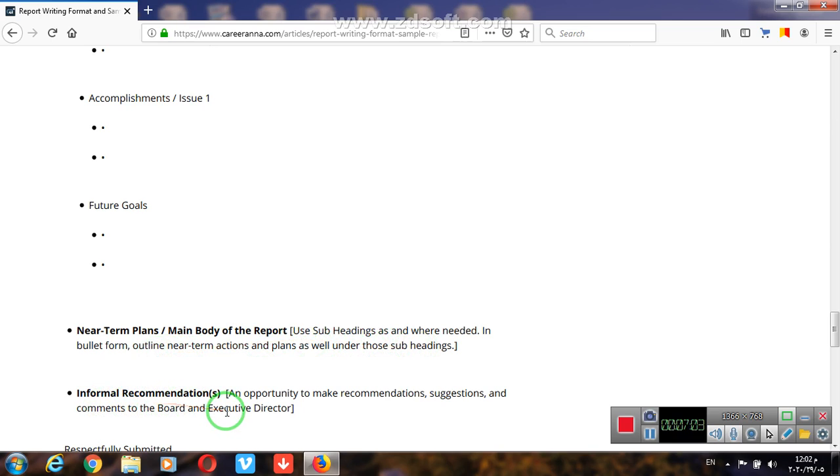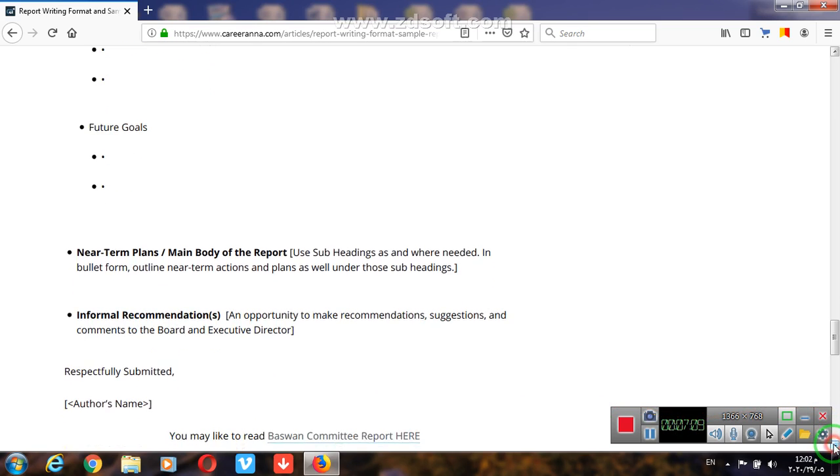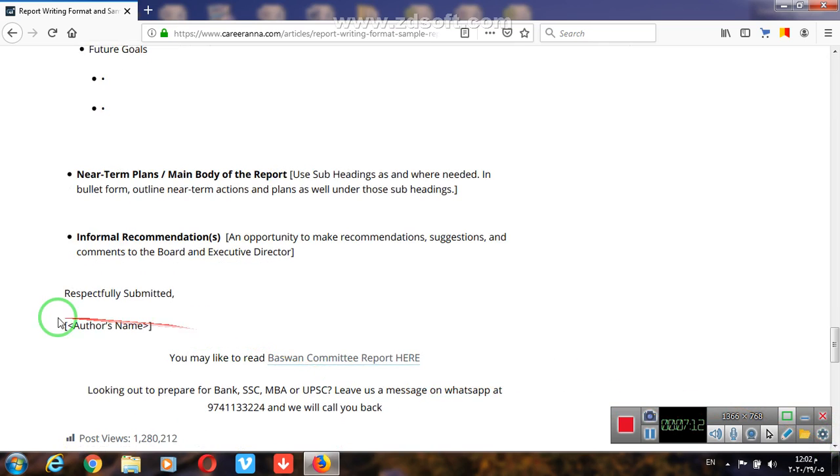Informal recommendations, if you need an opportunity to make recommendations, suggestions, and comments to the board and executive director. Okay, and you end with respectfully submitted and you write the author's name.